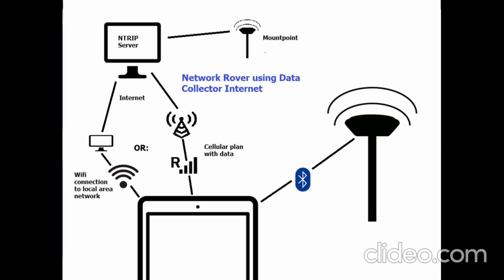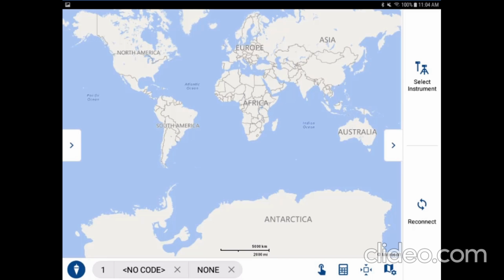Let's go over the process of creating a network rover profile that uses data collector internet as a method for establishing an RTK link. Data collector internet allows you to establish an internet connection using either Wi-Fi or wireless on your mobile device. Let's first create a profile.